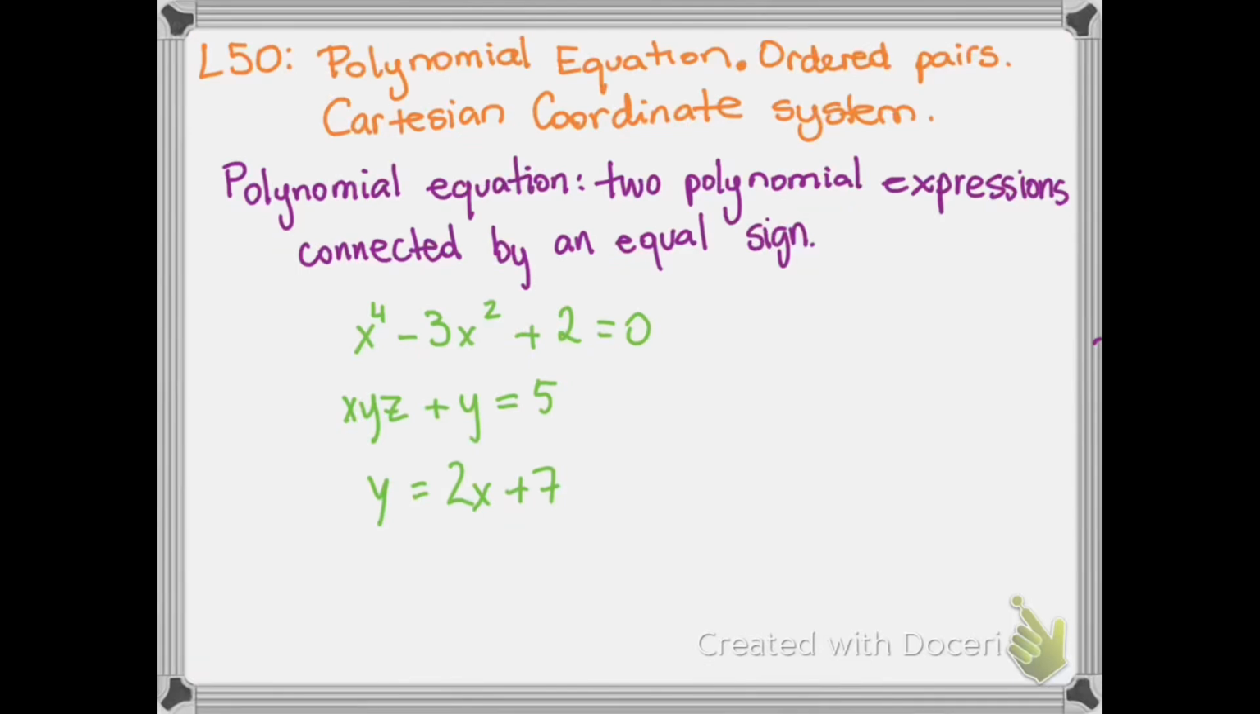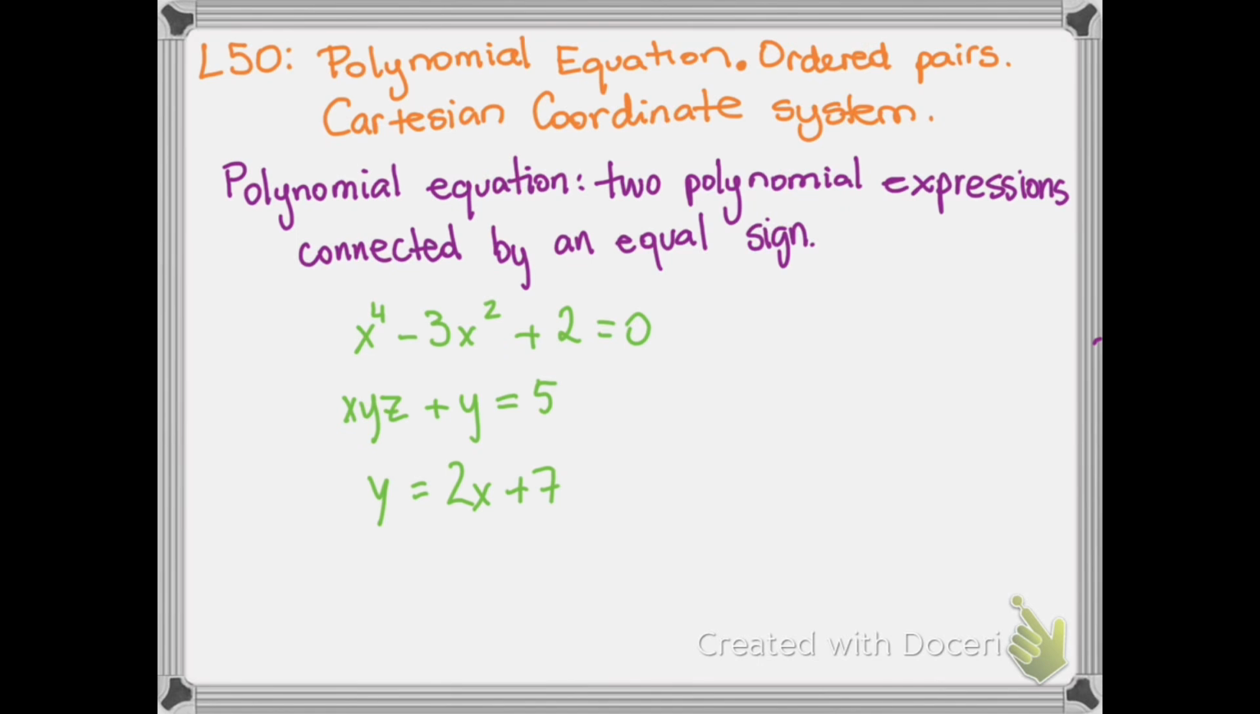Lesson 50, Polynomial Equations, Ordered Pairs, and Cartesian Coordinate System. A few lessons ago, we learned about polynomial expressions. Today, we're going to talk about polynomial equations, and that is when two polynomial expressions are connected by an equal sign. Here we have three examples.